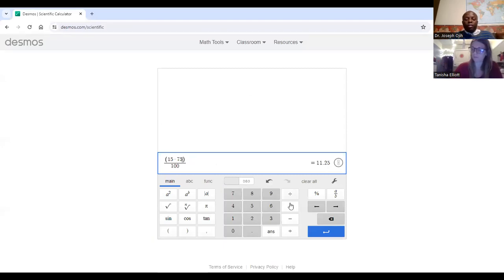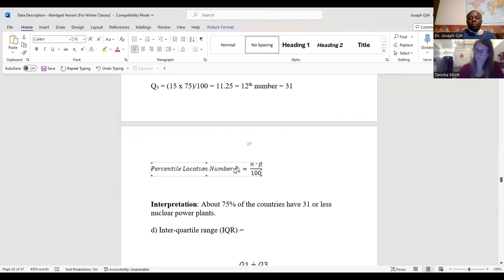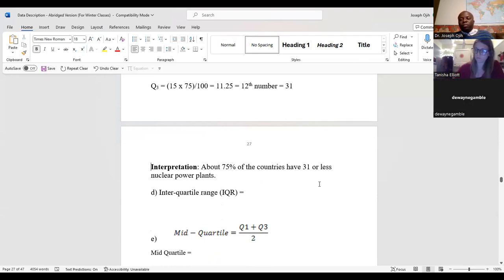Again, we go to the next number, 11.25, which is the 12th number. In that case, count 1, 2, 3, 4, 5, 6, 7, 8, 9, 10, 11, 12. It's 31. So that means that about 75% of the countries have 31 or less nuclear power plants.